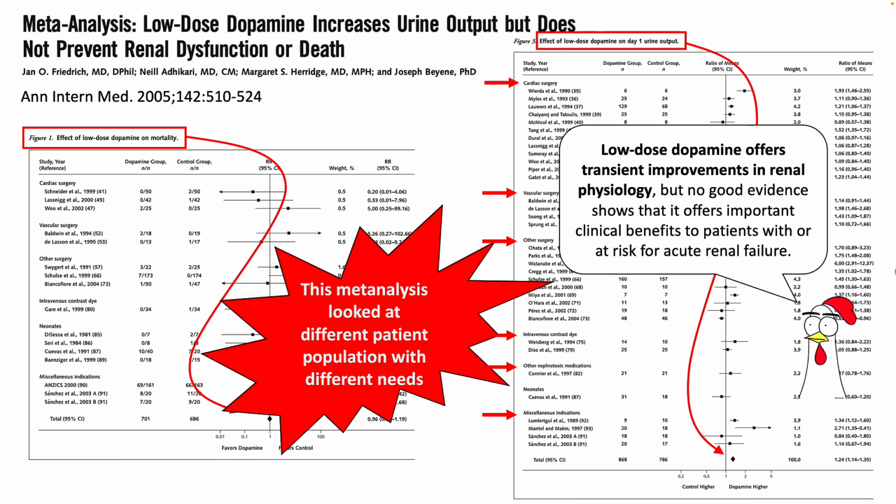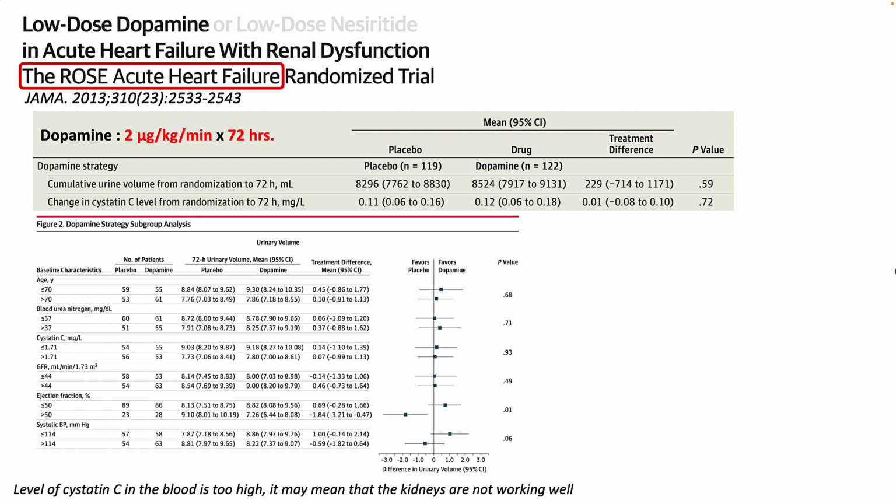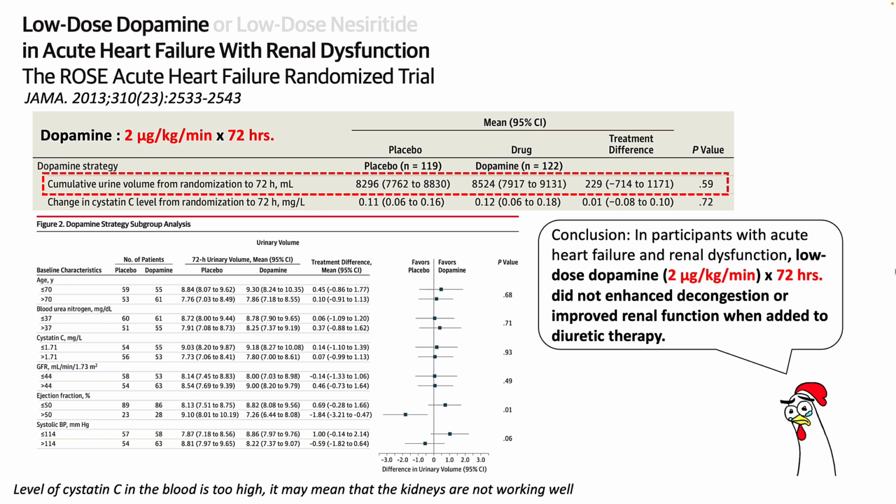So let's see the effect of dopamine, especially in acute congestive heart failure settings. The ROSE acute heart failure trial used dopamine at 2 micrograms per kg per minute for 3 days, but did not find any increased urine output in the first 72 hours.